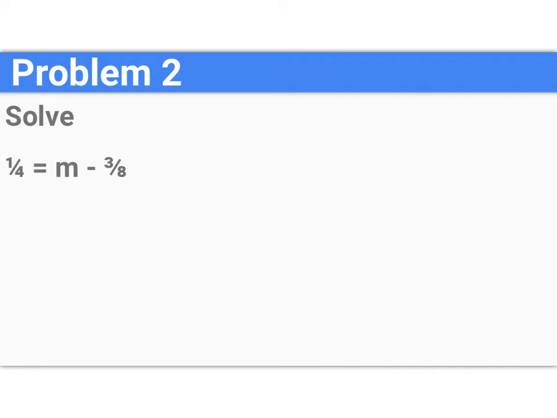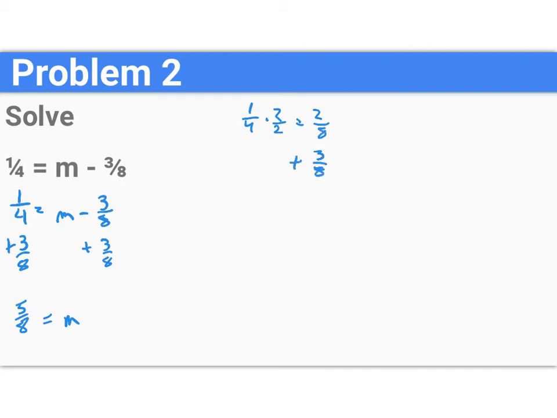Okay, looking at our final problem here. We have 1/4 equals m minus 3/8. So we're going to add 3/8 to both sides. Add 3/8 to both sides, and m equals 5/8. Because 1/4 times 2 over 2 becomes 2 over 8, and we're going to add 3/8, and that makes 5 over 8.